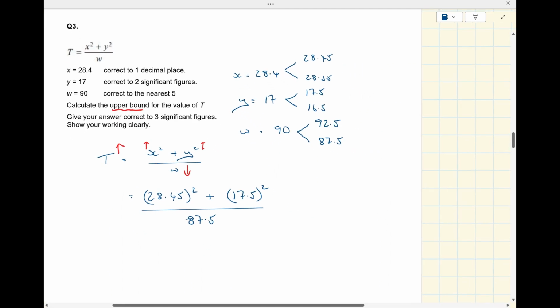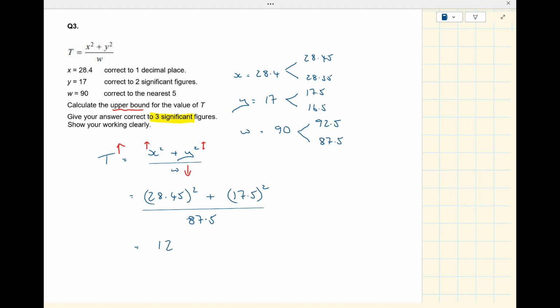Now, I'm not expecting this to be a terminating decimal because I'm asked to give my answer correct to 3 significant figures. Use the function on my calculator, 28.45 squared plus 17.5 squared over 87.5 gives me 12.75031 and so on. So to 3 significant figures, 12.8. And that is question 3 done.